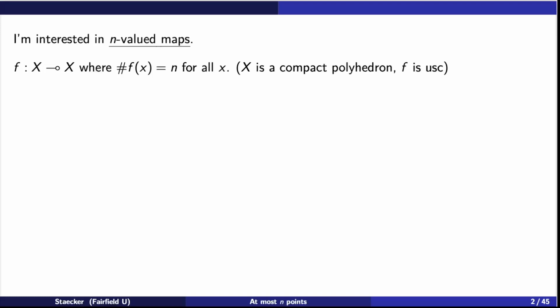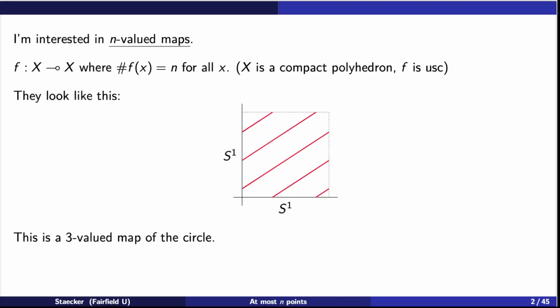Actually, if you require it has exactly n values, then any upper semi-continuous map is automatically lower semi-continuous, and it has all the continuity that you might want. The maps I'm talking about on the circle, at least, they look like this, very well-behaved. This one right here is 3-valued because each domain point has 3 values, all right?